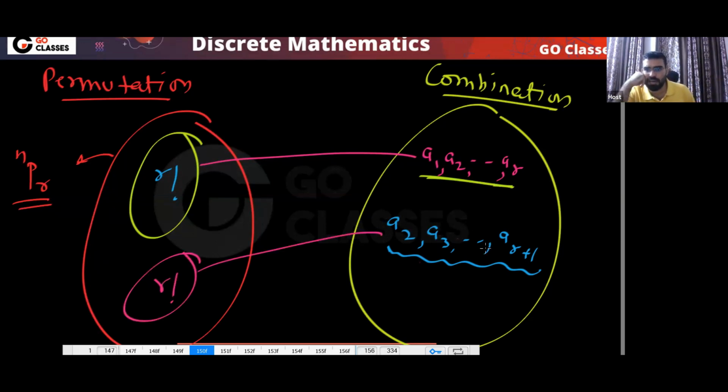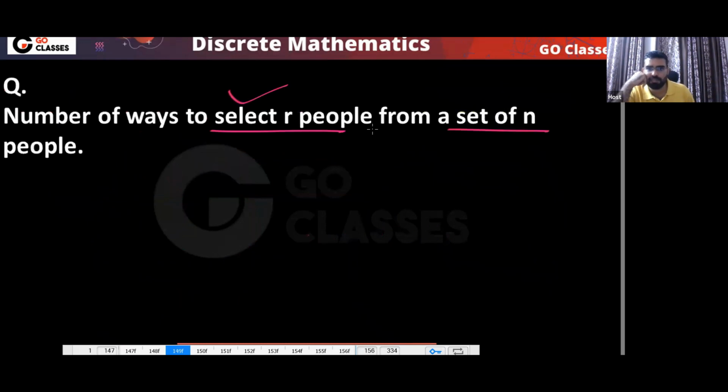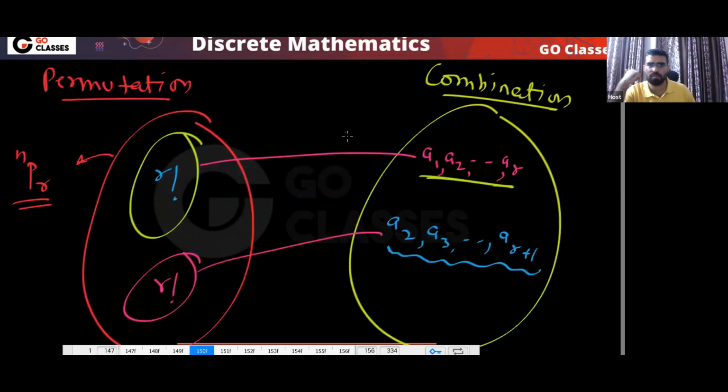These are R elements. We only want to select R elements. Remember, only this is what we want. So these are the R permutations of A2 to A(R+1), so these are R elements only. So this also will have R factorial permutations.